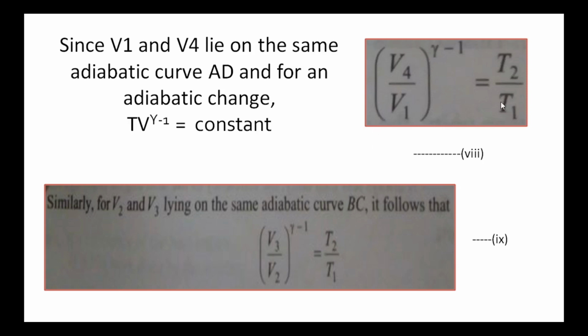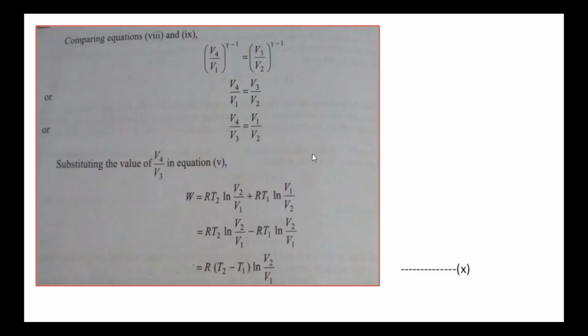Comparing these two equations, the right hand sides are equal. So on equating the left hand sides, we get (V4/V1) power gamma minus 1 is equal to (V3/V2) power gamma minus 1. The powers cancel, then we get V4/V1 is equal to V3/V2. V3 is taken to the left hand side and V1 to the right hand side, then we get V4/V3 is equal to V1/V2. Substituting the value of V4/V3 in equation 5, we get W is equal to RT2 ln V2/V1 plus RT1 ln V1/V2.